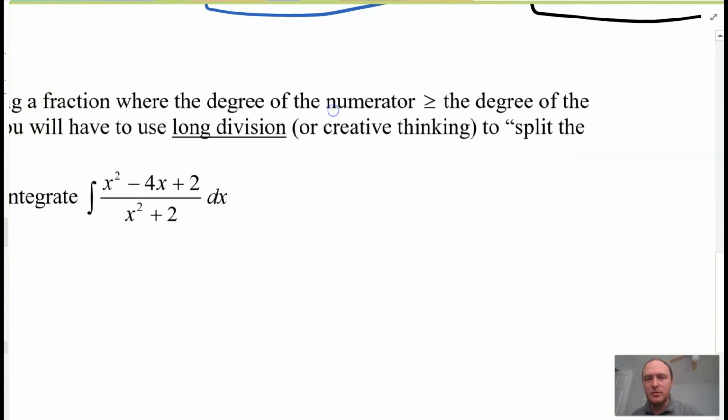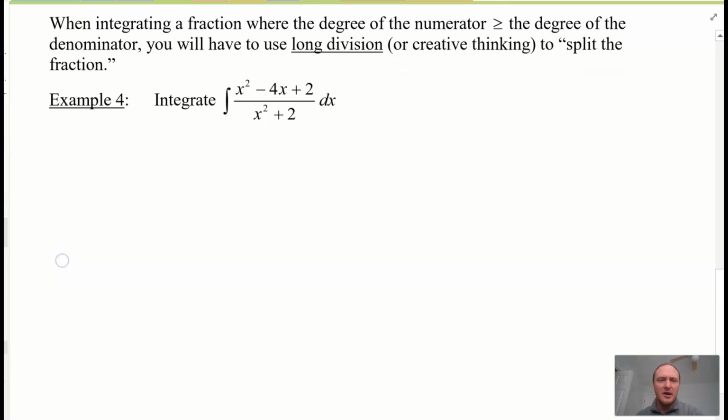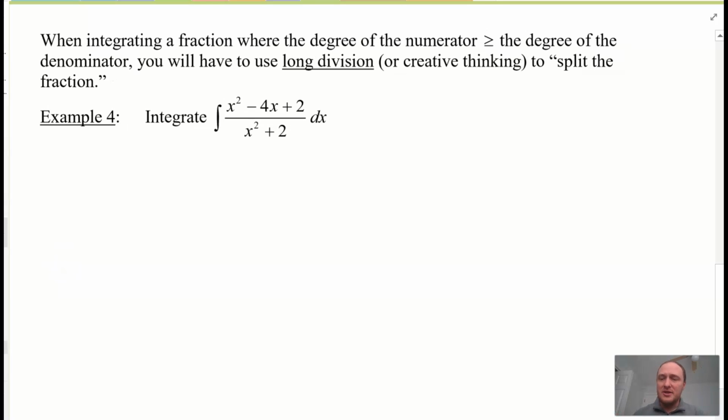All right, now I'm going to give you a case where we're going to have to do some extra stuff, and it requires a little bit of side work and stuff that you've already learned. When integrating a fraction where the degree of the numerator is greater than or equal to the degree of the denominator, you will have to use long division, or creative thinking, to split the fraction. I'll go over that, but I want to highlight what we're talking about here.